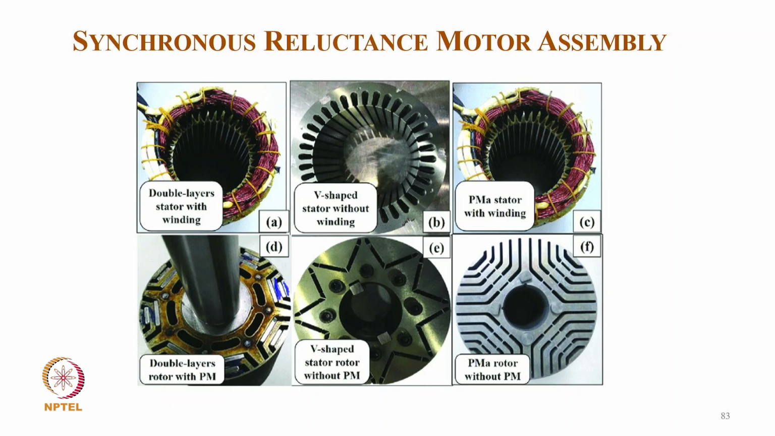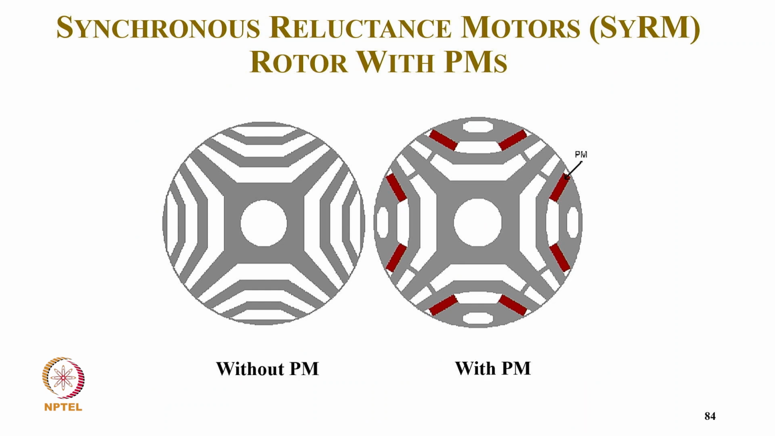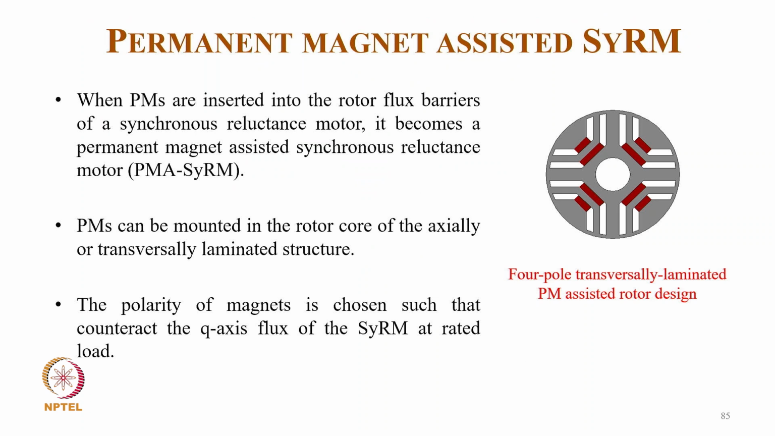So you can see, typically 5 flux barrier rotors, these are without permanent material and with permanent material. Because this geometry originally came after long iteration from the permanent magnet synchronous motor which is used in electric vehicles. The synchronous reluctance motor is also a new kind of offshoot of that only. So you can say 4-pole transversely laminated.